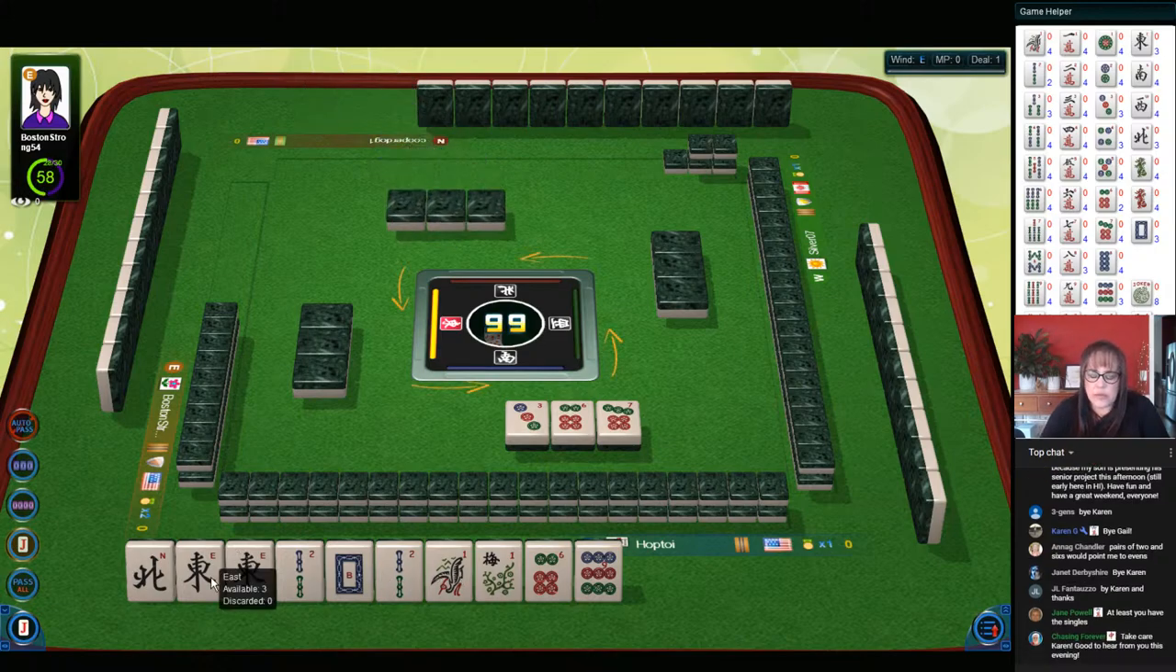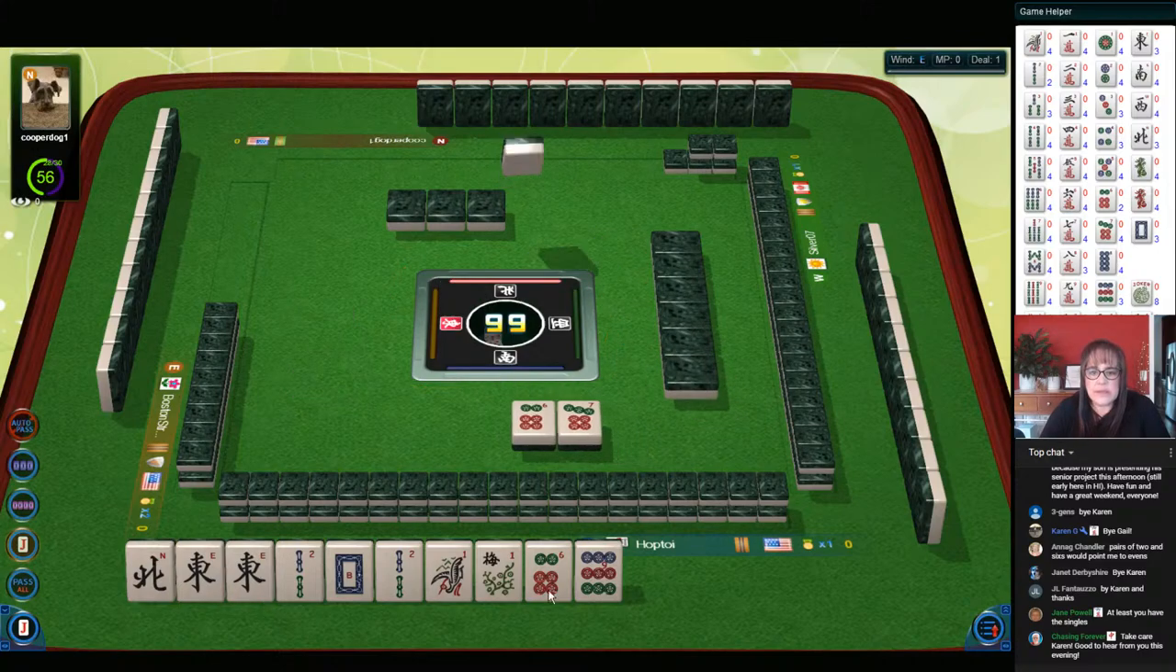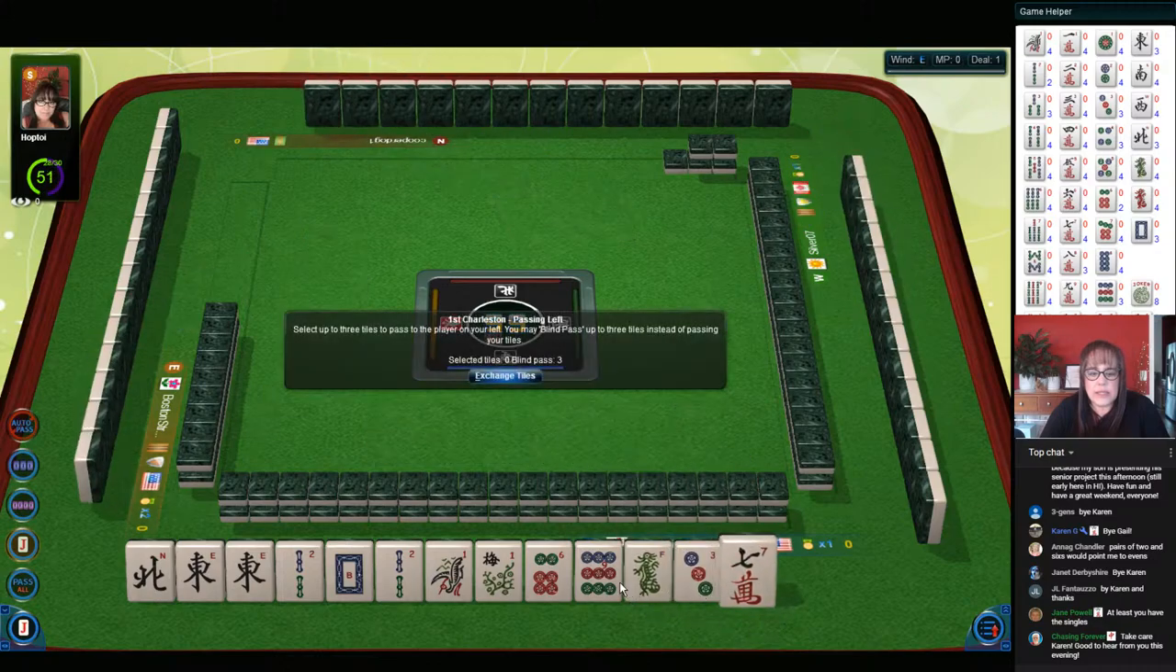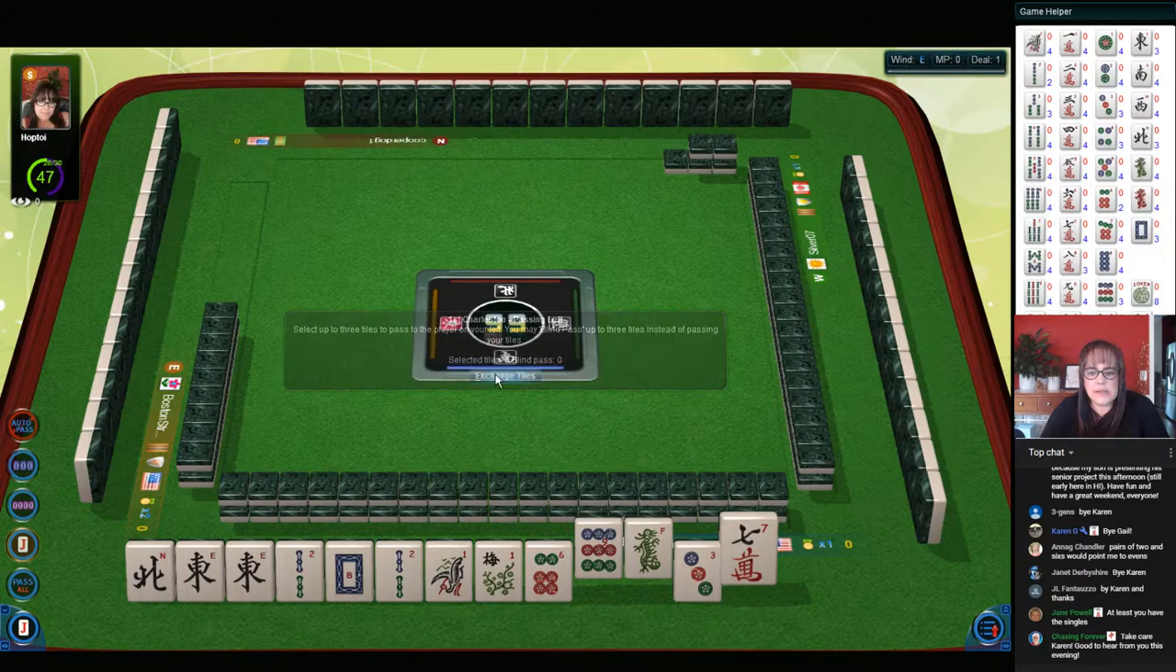Now we have a gap, no west. Let's see if we can pick up a west in here. So we'll pass those three, I guess.